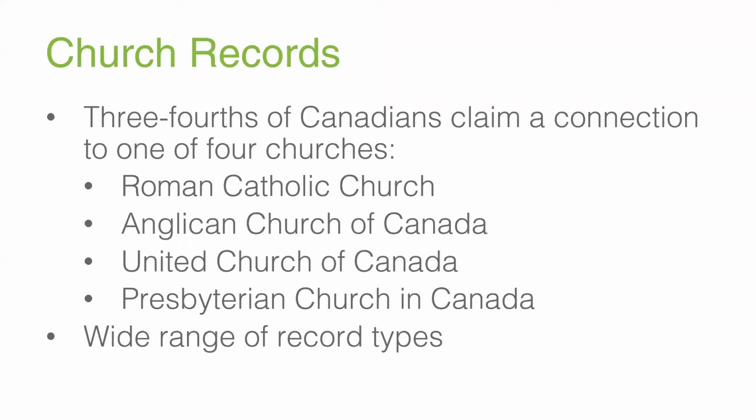Be aware there are 4 main churches of Canada, and 3/4 of Canada really claimed a connection to them, which is the Roman Catholic, the Anglican Church, the United Church of Canada, and the Presbyterian Church in Canada. So those are going to be your 4 main churches. However, there are a lot more churches out there, and each church created a wide range of record types. So you can find ranges of records such as membership lists, baptismals, burials, marriages, confirmations. There's plenty of meeting notes or people writing that they're leaving the church, lots of different things.